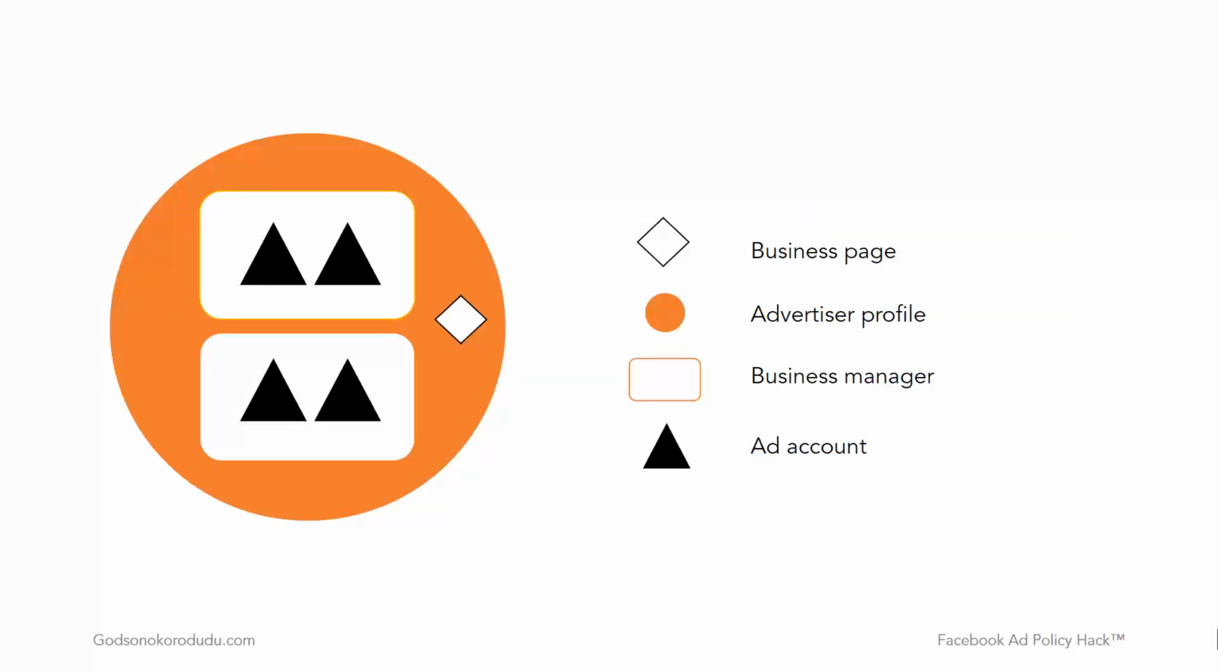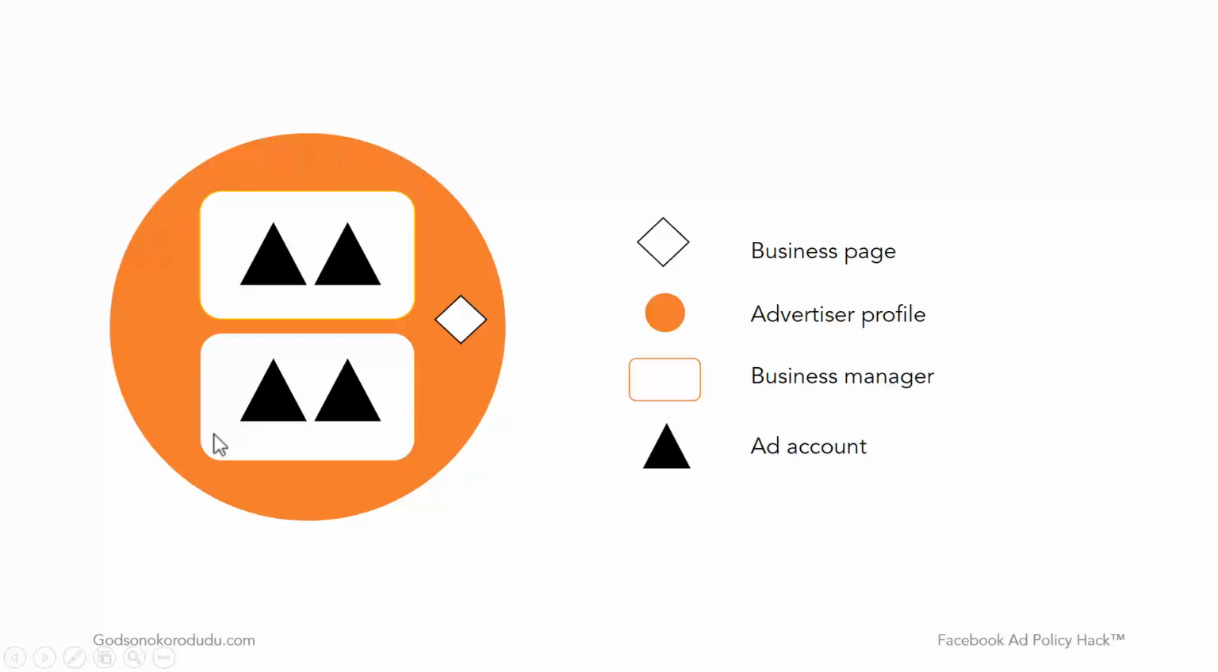So let me just make it a bit more graphic. So we have the business page, which is represented by this shape here. And we have the advertiser profile. And then we have the business manager, which is this shape here. And then we have the ad account. So I've tried to plot this like a key so you can actually understand how it works.